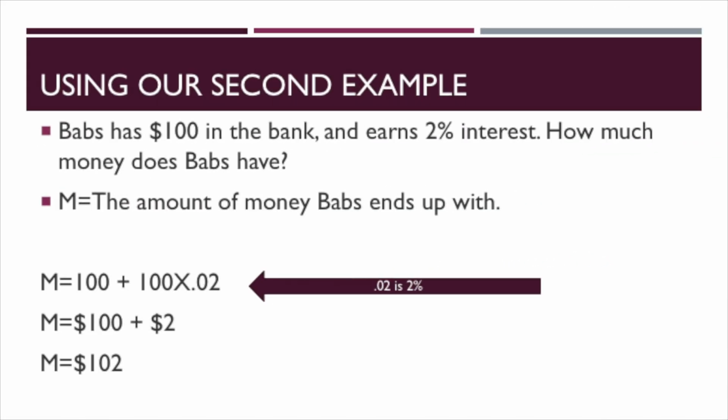So let's go back to our second example. Babs has $100 in the bank and earns 2% interest. How much money does Babs have? Well, let's say M is the amount of money that Babs has. M equals 100 plus 100 times 0.02. That's 2% interest. M equals 100 plus $2, or M is $102.